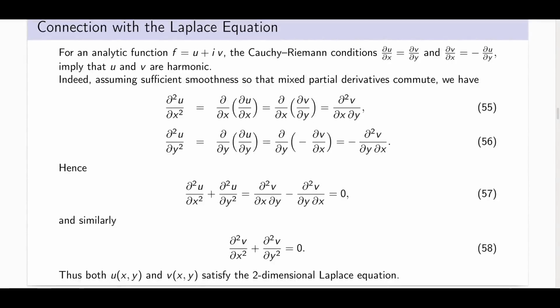One of the beautiful consequences of the Cauchy-Riemann conditions is that the real and imaginary parts of any analytic function automatically satisfy the Laplace equation. In other words, they are harmonic functions.